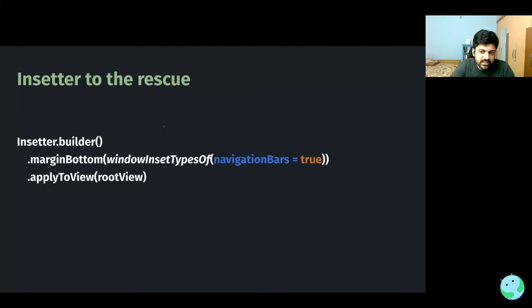So if it's navigation bar, you can pass true. If it's status bar, you can pass the corresponding value as true. All of the attributes are set to false by default. So whichever window inset type you want, you can just ask for it. And then you can apply it to the view of your choice, in which case this is the root view. Similarly, you have methods for margin, top, bottom, start, end, and also corresponding methods for padding, which saves you a lot of code. And this uses the compat version of the library internally, so you have great backward compatibility.